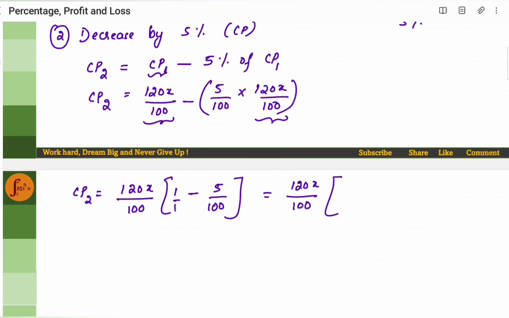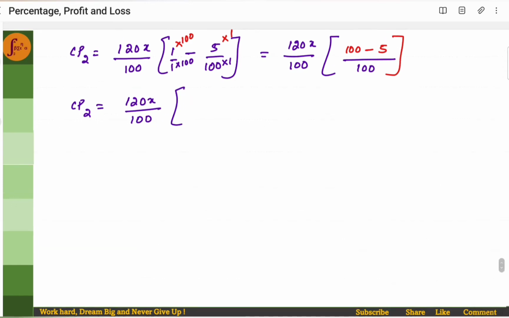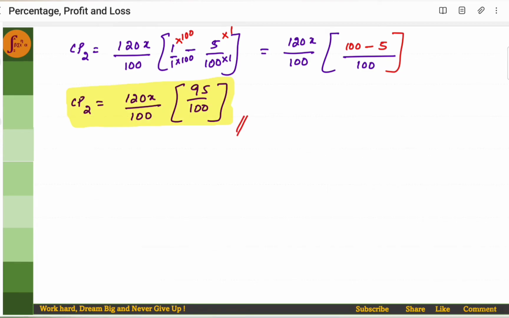Let me take 100 as LCM, right? If I take 100 as the LCM, this I'll have to multiply 100 times to get 100, and this I'll have to multiply once. So basically you have to multiply the numerator 100 times and here it's once. So we'll get 100 minus 5 into 1 is 5. So I'll get CP2 is equal to 120x by 100 into 95 by 100. So this is CP2.